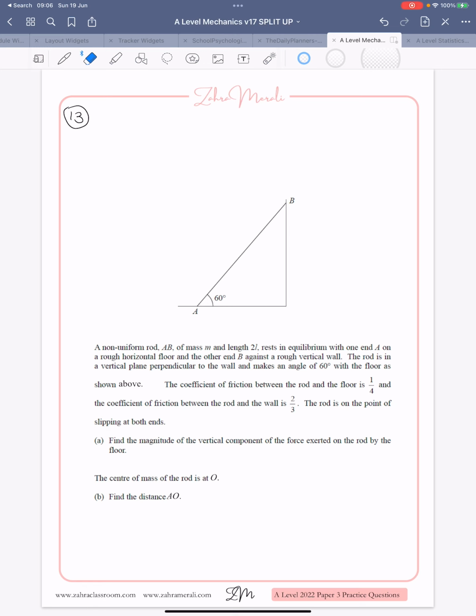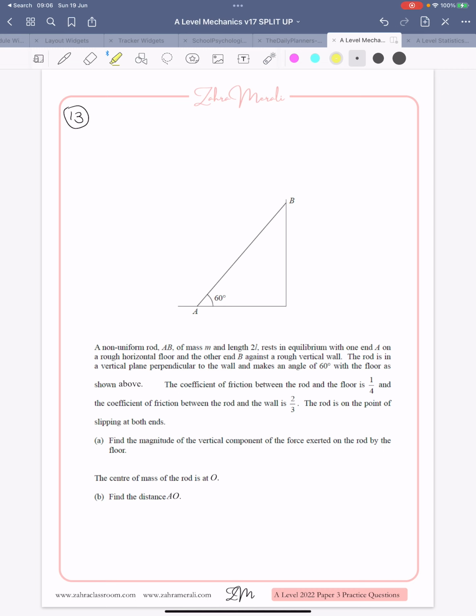Okay, so we've got a ladder here. Now with ladders, it's always the same. There's 3 steps you always do. You've got to resolve up and down, left and right, and you can take moments at A. But let's go through, and as long as you have labelled it correctly, these should never ever be difficult. These are like some of the most marks, but the easiest questions.